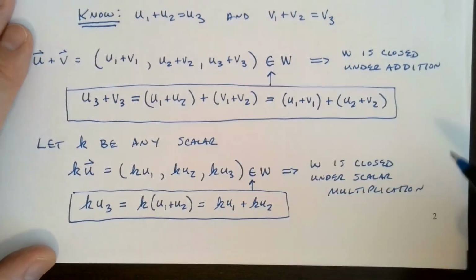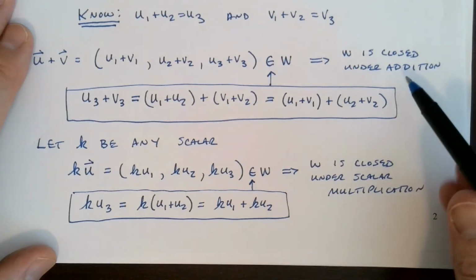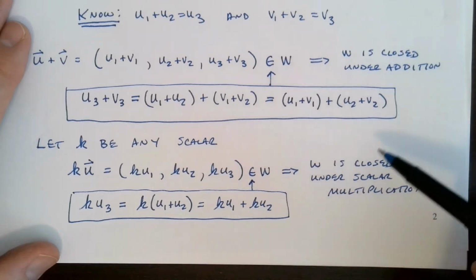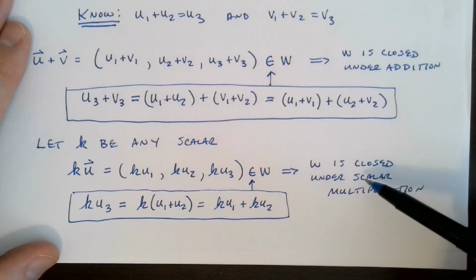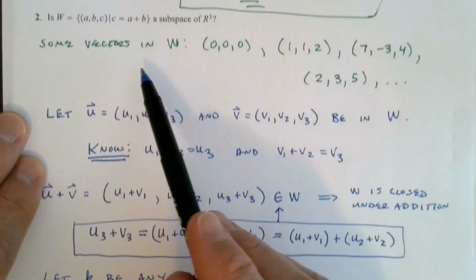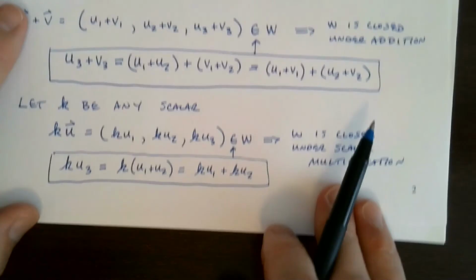So I've satisfied both conditions for the theorem, which is what we have to show we have a subspace. We have to show the subset is closed under addition and closed under scalar multiplication. So what is it we've concluded then? Is W a subspace of 3 space? Yes. And you should state that finally, right?